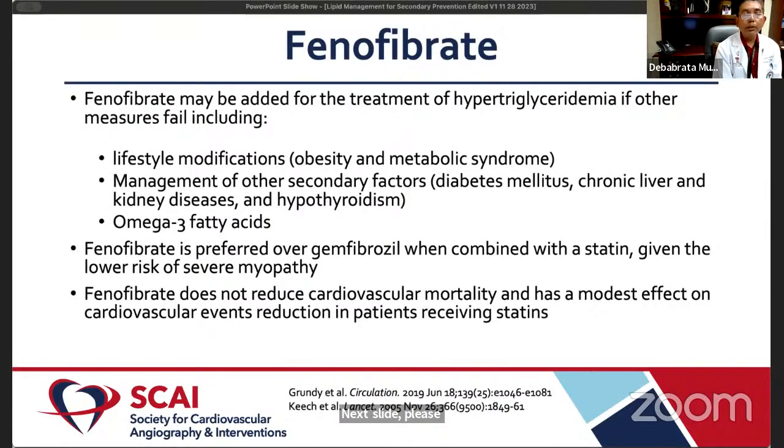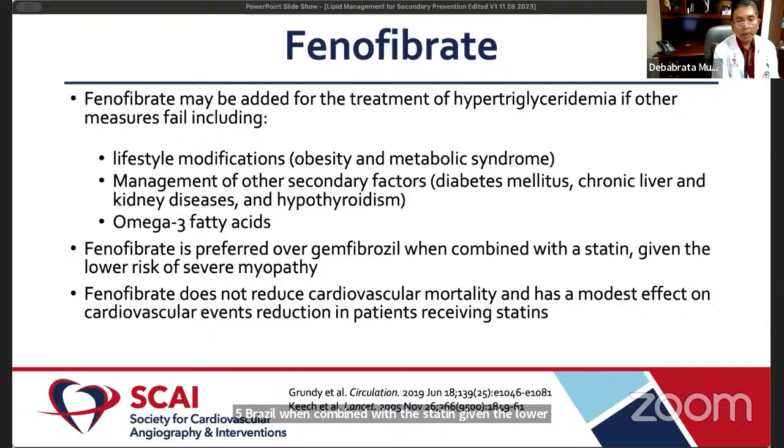And finally, I do want to mention fenofibrate. It is a triglyceride-lowering agent and added for the treatment of hypertriglyceridemia if other measures fail, including lifestyle modification, management of secondary factors like diabetes, chronic liver disease, if they have failed omega-3 fatty acids. And between the two agents available for lowering triglycerides, fenofibrate is preferred over gemfibrozil when combined with a statin, given the lower risk of severe myopathy.